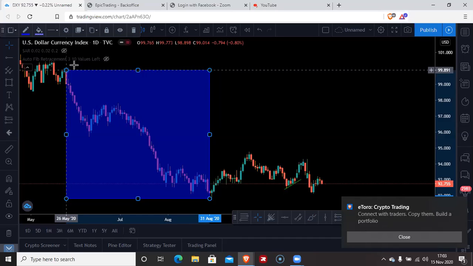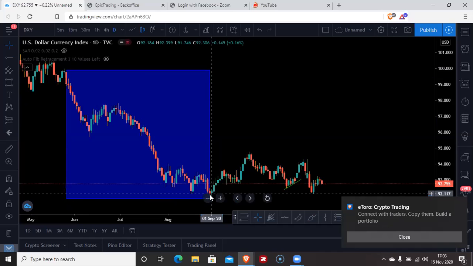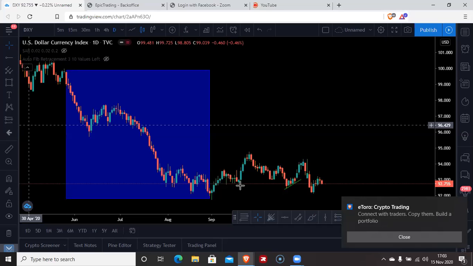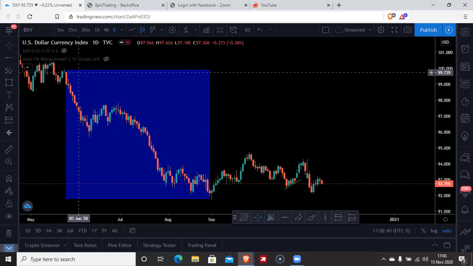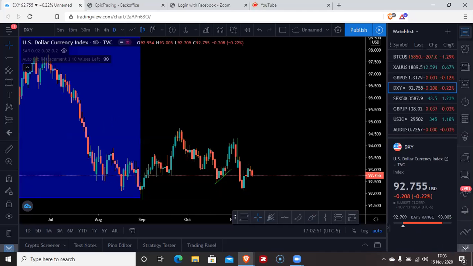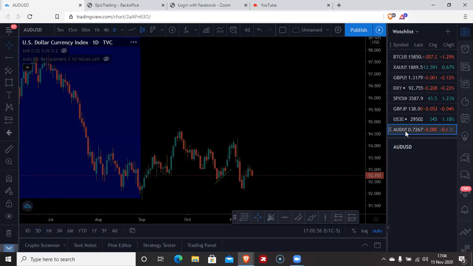All right. So from May 26th to August 31st, you can see the US dollar was weak as hell, right? So we're going to go over here to, now remember that's May 26th to August 31st, the AUD USD, the one we just mocked up. And let's find that date.